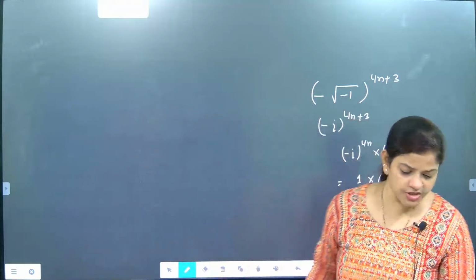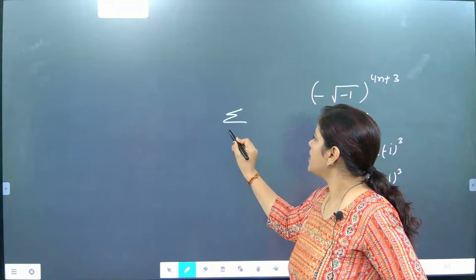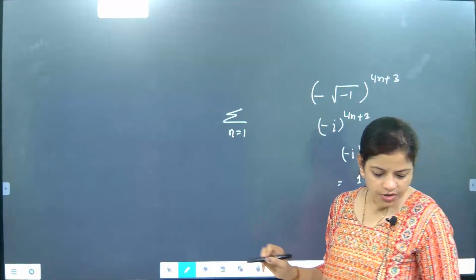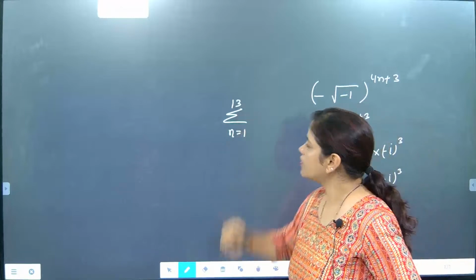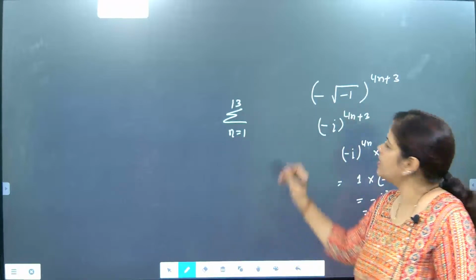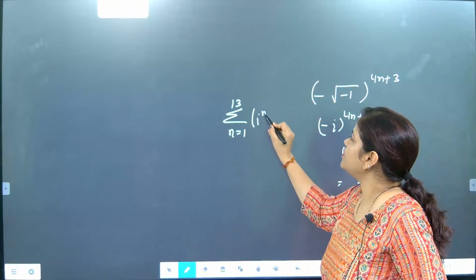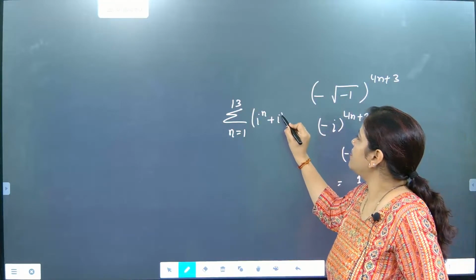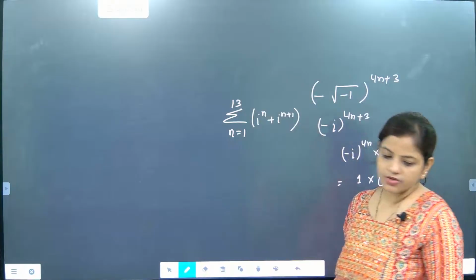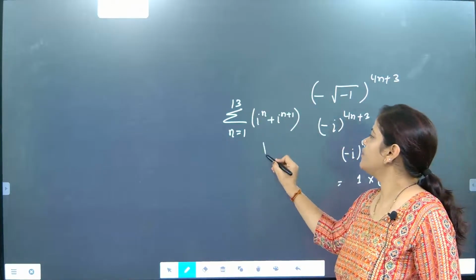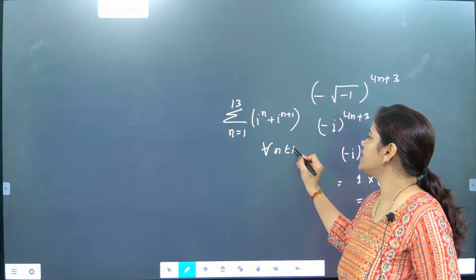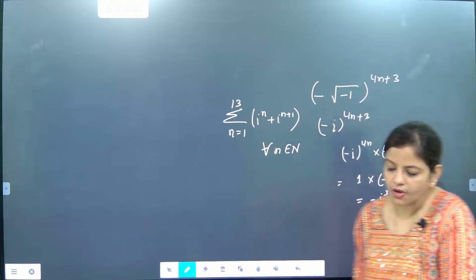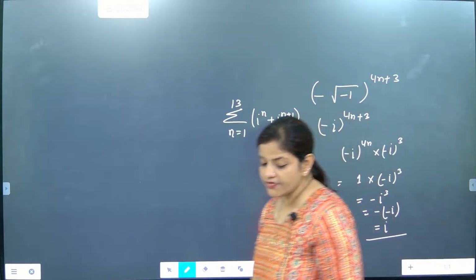Write the second question. Summation of n equals 1 to 13, i to the power n plus i to the power n plus 1. Now solve this question, where n belongs to the set of natural numbers.